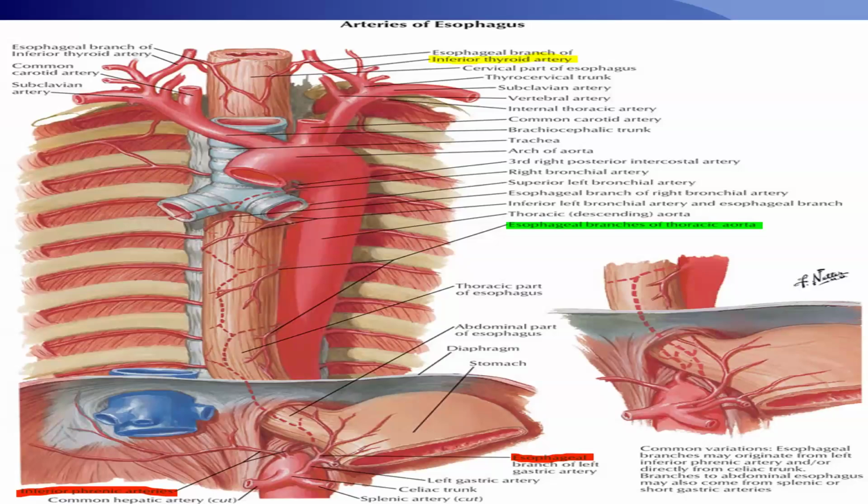There can be variation, denoted over here, where esophageal branches can originate from the left inferior phrenic artery or directly from the celiac trunk, and branches to the abdominal esophagus may also come from the splenic or short gastric arteries. The copious blood supply and network of potentially anastomotic vessels explain the rarity of esophageal infarction.